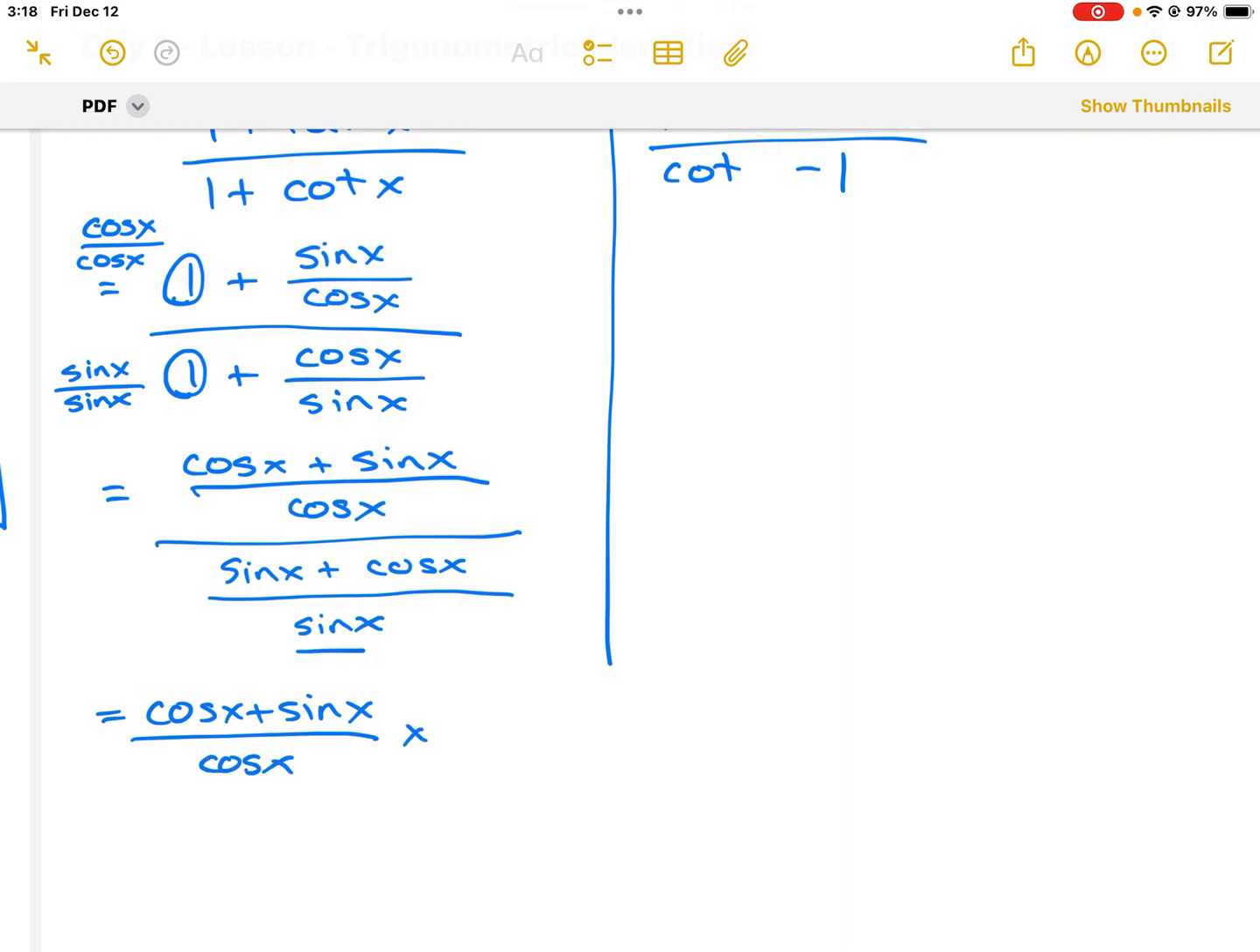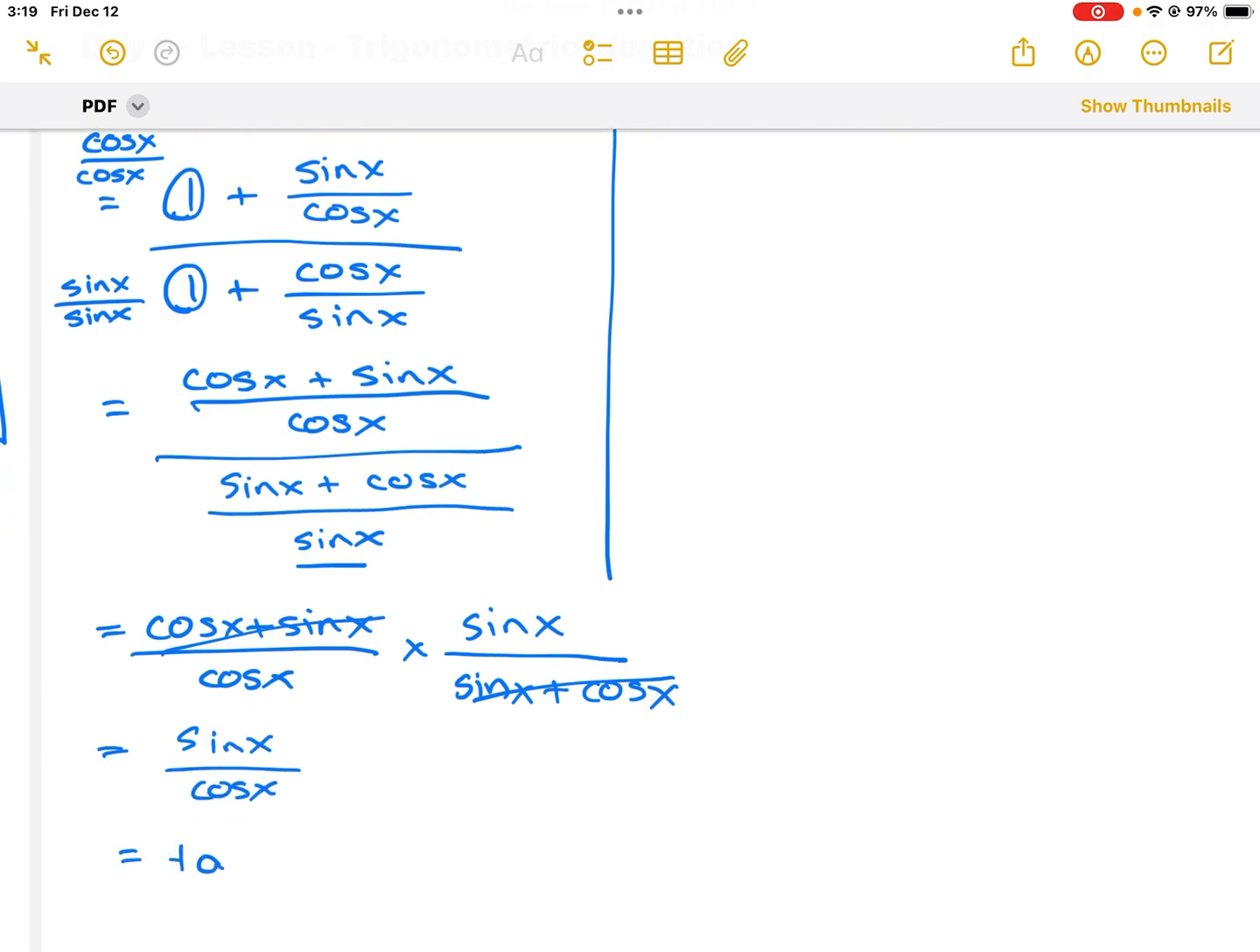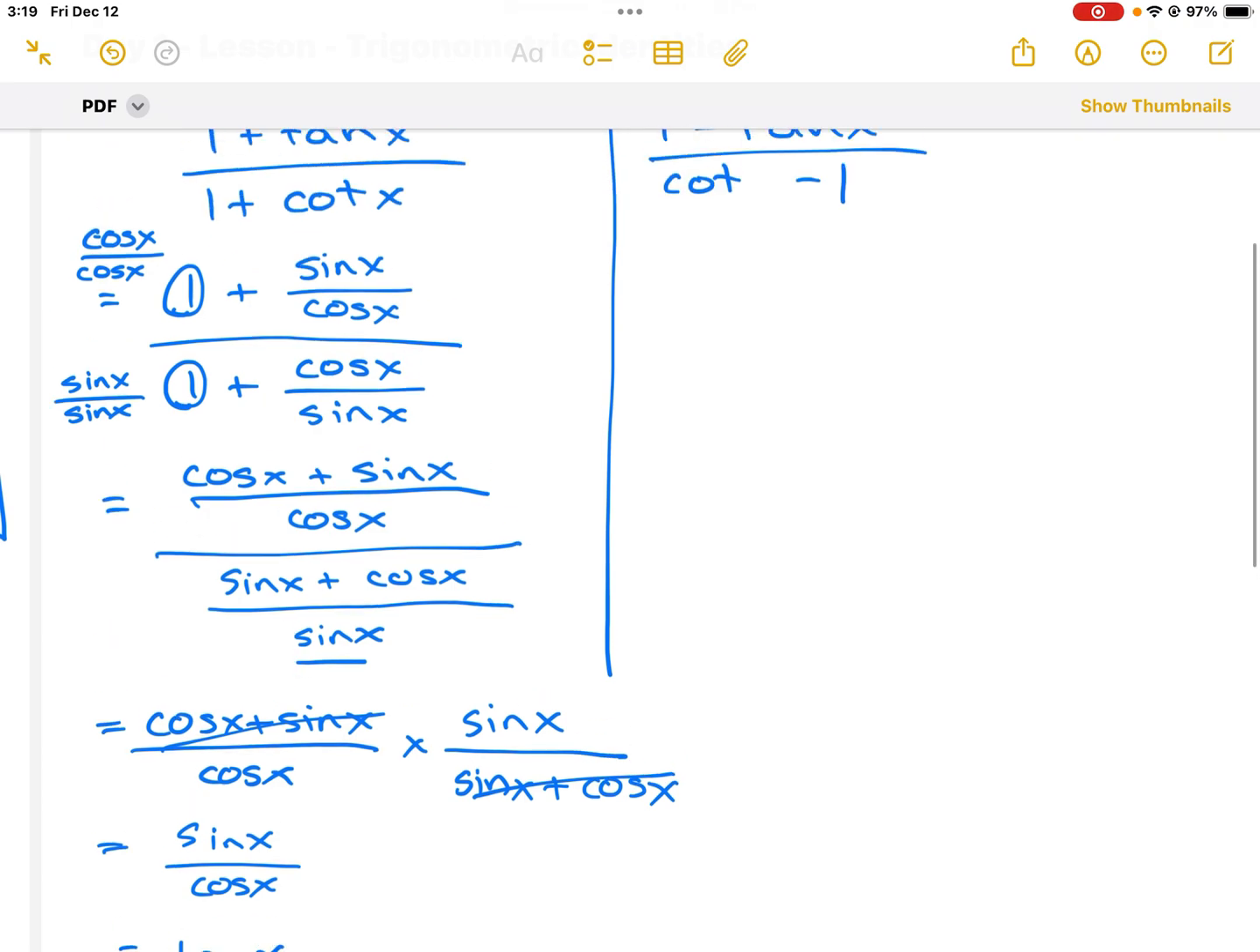So that means I'm bringing the denominator of my second fraction up now to the numerator. And my numerator of that bottom fraction goes on the bottom. So now I've got sine x plus cos x on the bottom, which I can simplify. Those are exactly equal. And I'm left with sine x over cos x, which is just tan x. So that's not the right-hand side.